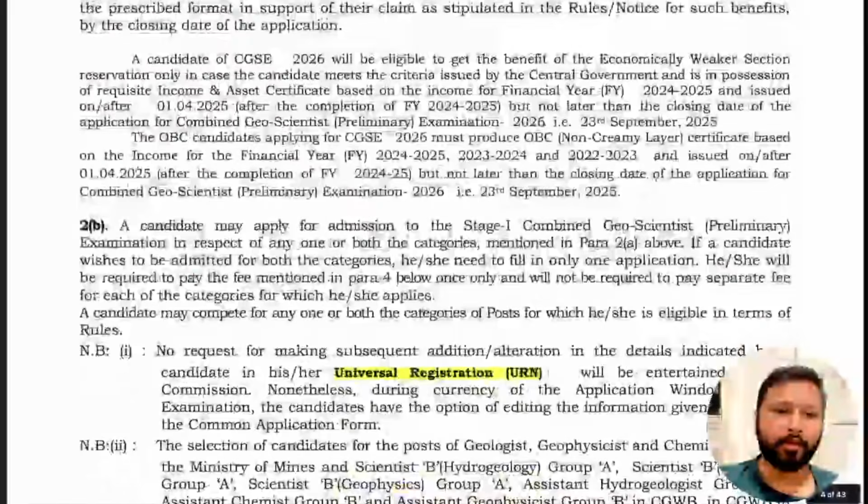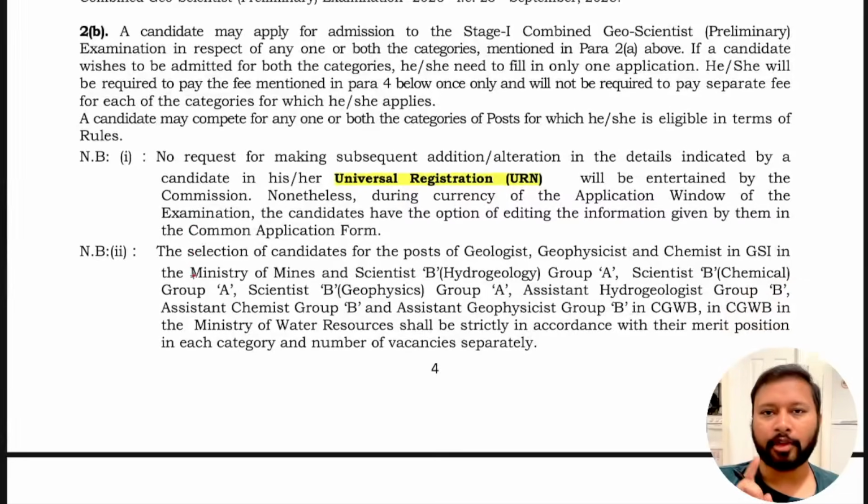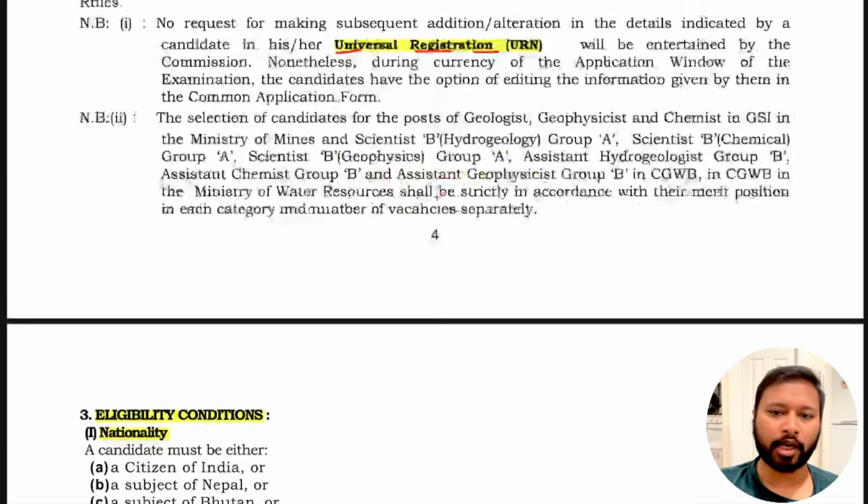All right, coming a little down. So this time the form filling is a little different from what earlier form filling used to be. This time they have given a process called universal registration, and this needs to be done in a different way. So again, I'm telling you, if you guys are having trouble in form filling or if you're not able to fill the form, do let me know. I'll try to make a dedicated video on that.